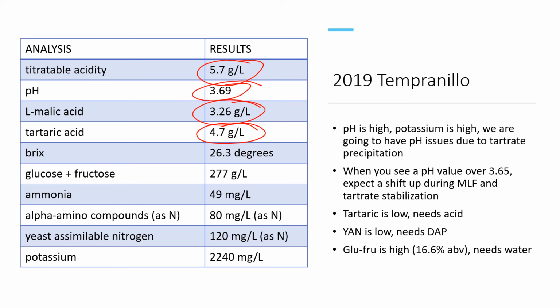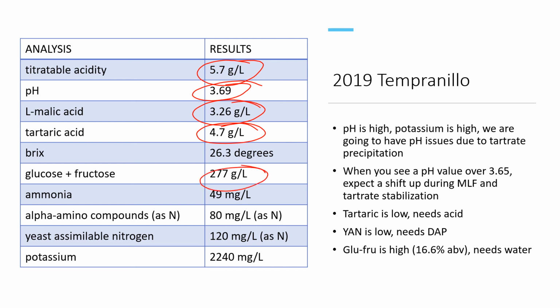And I'm seeing a very concerning pH here. 3.69 is high. So when we have values over 3.65, we are in a situation where when we have malolactic fermentation and cold stabilization, the pH always shifts up if it's over 3.65. So what I'm seeing here is a low acid situation in the first place, and then I'm expecting that this value is going to pop up even higher.